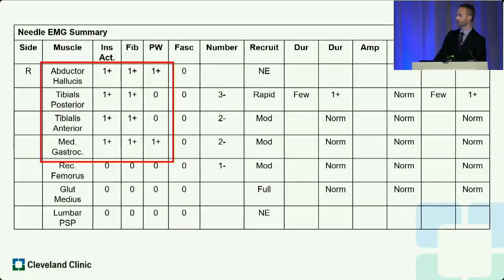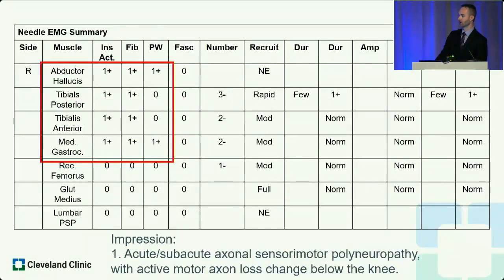On needle exam, we're not seeing a whole lot of chronic change in terms of duration, amplitude, and phase of motor unit action potentials, but we are seeing a lot of fibrillations and positive waves. So a lot of active acute motor axon loss or active denervation going on. So with this time course and this EMG, this is a fairly concerning presentation for neuropathy.